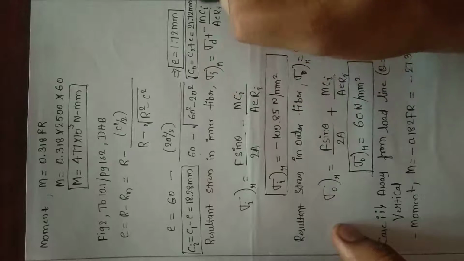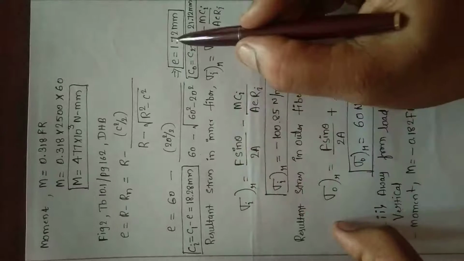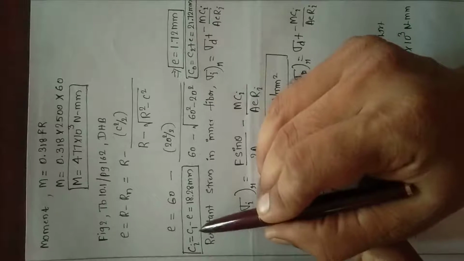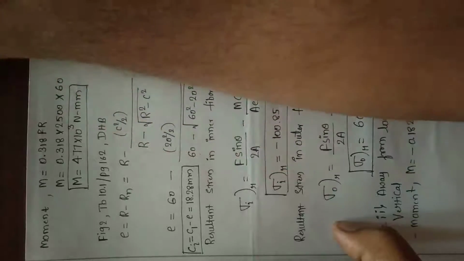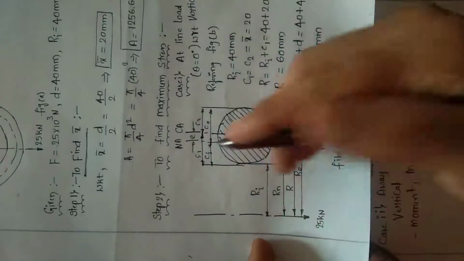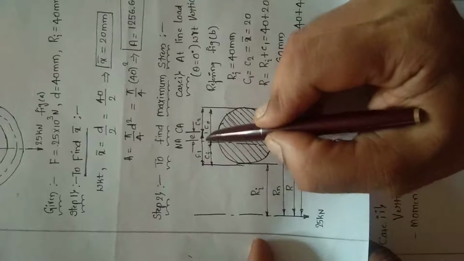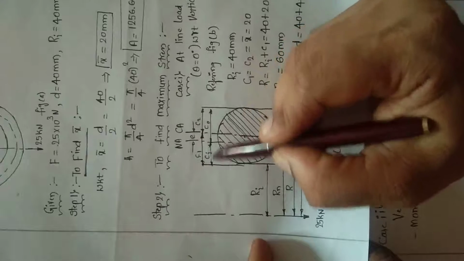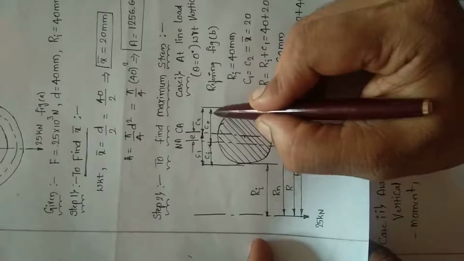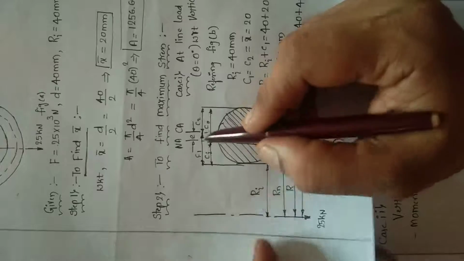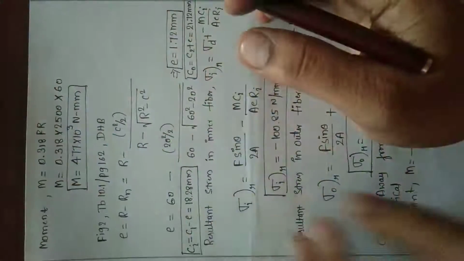Fine. Once I got the e value, I can find Ci, C1 minus e. I can get it from the diagram here. So Ci will be what? C1 minus e gives me Ci. C0 will be C2 plus e. Finally I got Ci and C0.